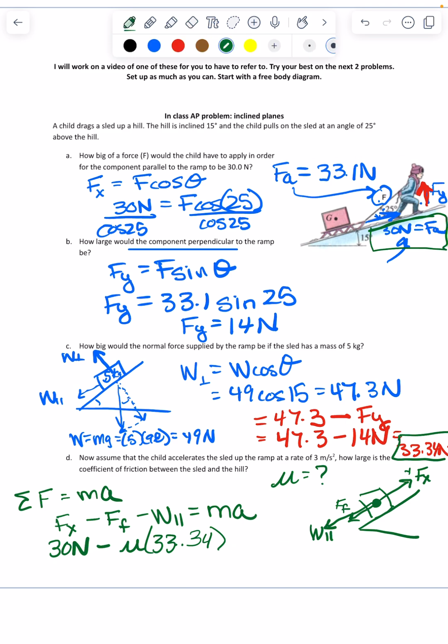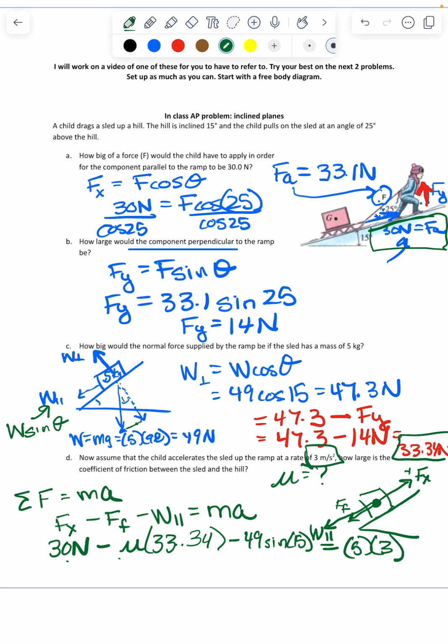All right, so we have Fx minus Ff. Now we need to subtract weight parallel. So weight parallel is just this piece going down the ramp. The piece going down the ramp, remember, is the sine. When I look at this here, it's opposite, so it's the sine. So it's going to equal weight sine theta. So let's just write 49 times the sine of the ramp angle is equal to m, which was 5, times a, which was 3, given in the problem.